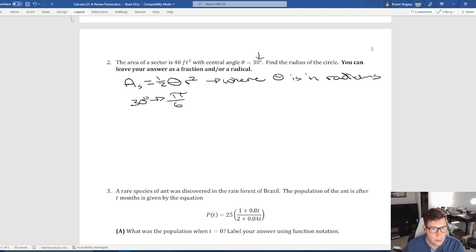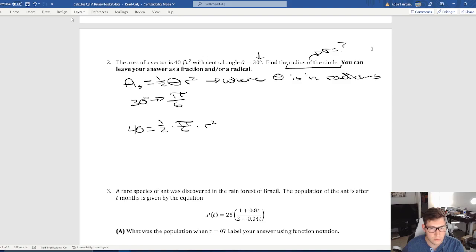And so now we simply take our values and plug them in. My area is 40 feet squared specifically. And so I know that 40 is equal to 1/2 times pi over 6 times r squared. I don't know what r is. It's in fact what I'm trying to find. So I'm looking for r equals what? I'm writing it out like this just so I can easily see what's going on and know that I'm going to be canceling some things.